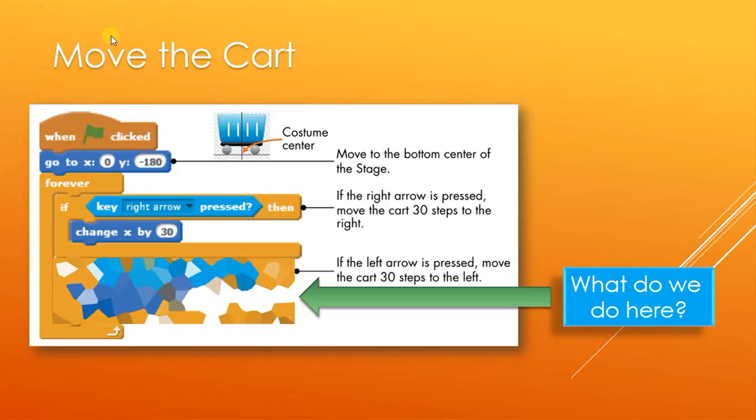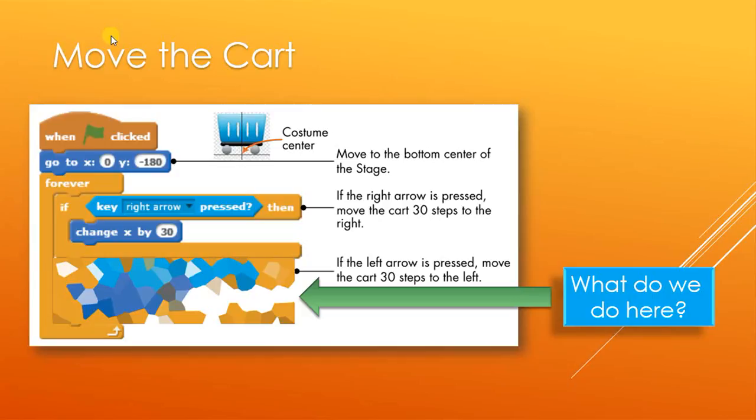Okay. You guys need to copy this code, okay, which is going to get you moving your apple cart, okay? Again, I haven't done the bottom part here. You guys need to figure out what to do there, okay? We're going to start off with when green flag clicked, and then go to X0, Y minus 180. And then there's a forever loop, and inside the forever loop, we have an if-then block, and we're going to use from the sensing palette, the blue palette, the key pressed event, all right, to figure out which key is pressed. And if it is the right arrow, then we're going to change X by 30.